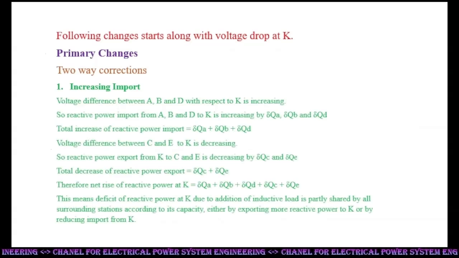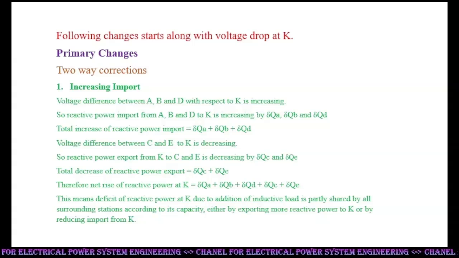Primary changes. Here are two-way corrections. 1. Increasing import. Voltage difference between A, B and D with respect to K is increasing. So reactive power import from A, B and D to K is increasing by delta QA, delta QB and delta QD. Total increase of reactive power import is equal to delta QA plus delta QB plus delta QD.